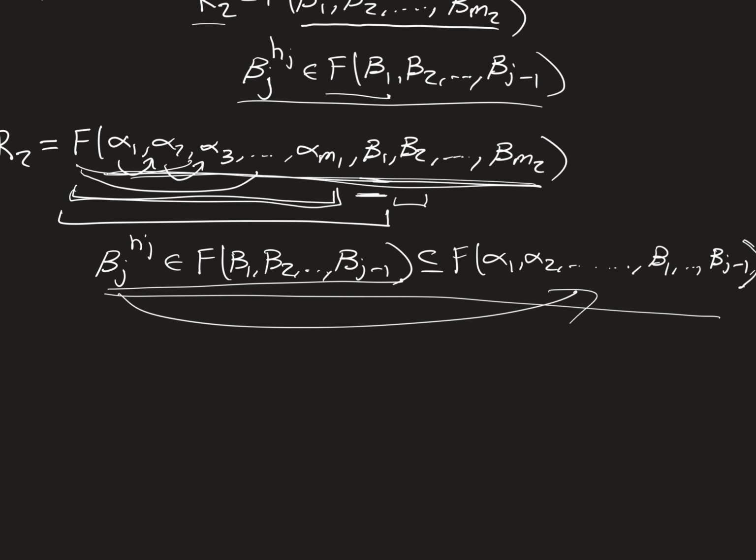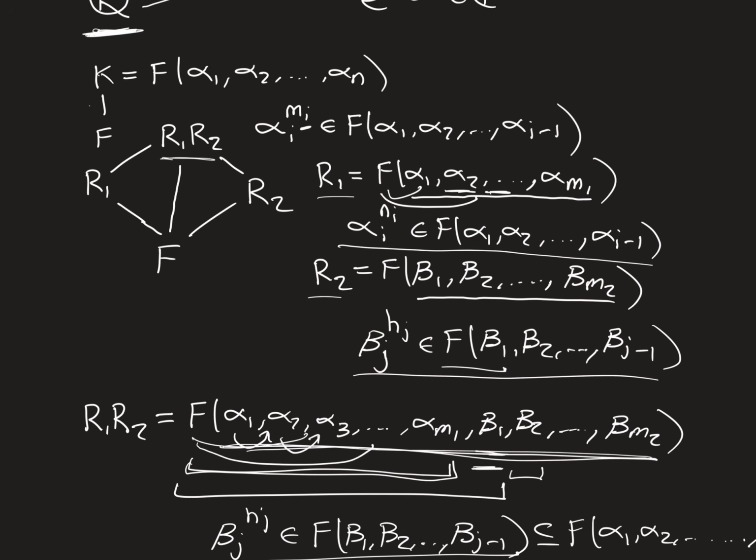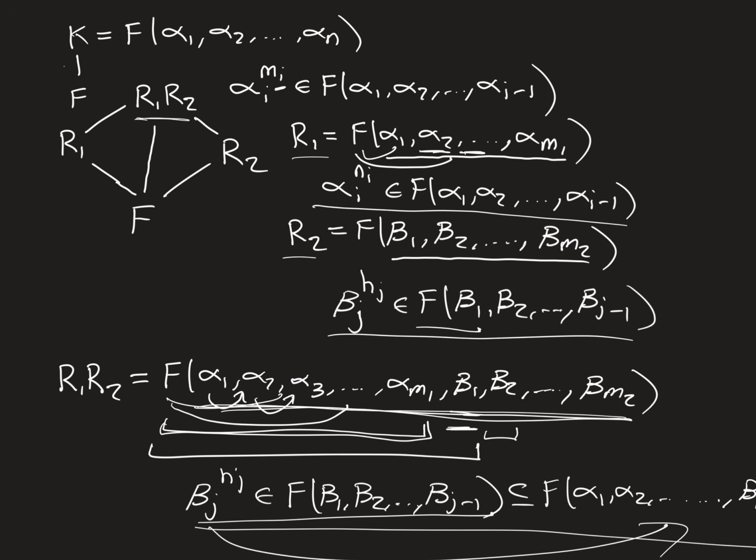Each of these, adjoining on each one of these elements is still going to be a simple radical extension. So this overall field is still produced by doing a finite successive bunch of simple radical extensions. So there is the proof that the compositum of two radical extensions is a radical extension.